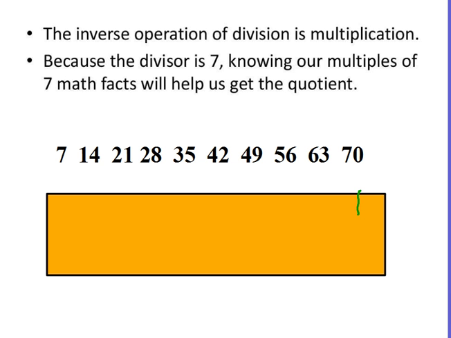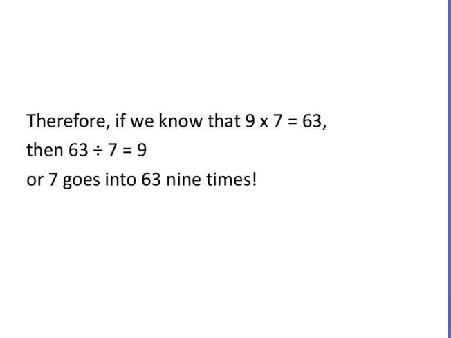So the question that we're trying to figure out is how many times 7 fits into 63. So let's count. 1 time, 2 times, 3 times, 4 times, 5 times, 6 times, 7 times, 8 times, 9 times. 7 goes into 63 9 times. Therefore, if we know that 9 times 7 equals 63, then 63 divided by 7 equals 9. Or 7 goes into 63 9 times.